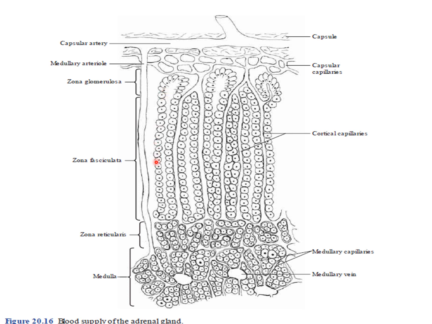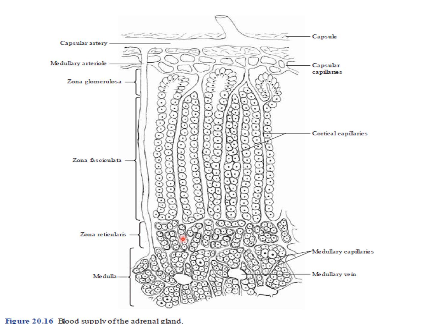This is the middle zone. The middle zone is named the zona fasciculata. It is arranged in vertical rows. The cells have a lot of vacuoles in the cytoplasm. The inner zone is the zona reticularis. The zona reticularis contains cells in an anastomotic network. The cells are less vacuolated.